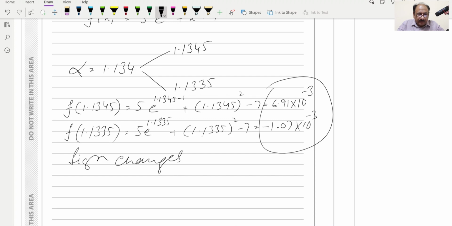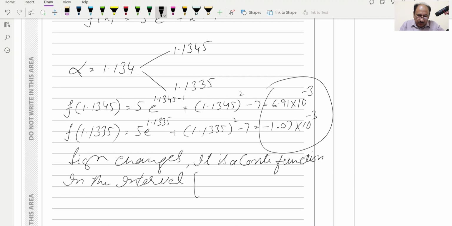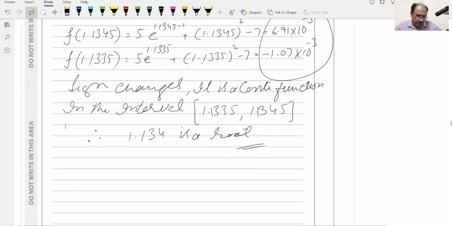So it is a continuous function, and in the interval 1.1335 and 1.1345, hence therefore we can write 1.134 is a root. Now we can move to the C part.